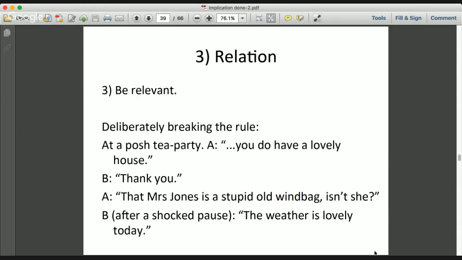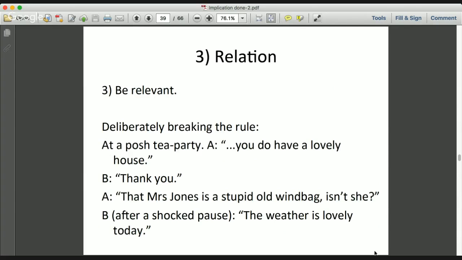But it's on purpose, because it's the deviation from the rule of being relevant, which is to bring the conversation back to where it's supposed to be, where the rules of that posh environment are allowing it to be. You're not allowed to say that Mrs. Jones is a stupid old windbag in the posh tea room, right? And by B bringing it back, he's giving a signal, like kicking A under the table, telling him to shut up. It's really obvious that he's ignoring what A says and saying something that's not relevant.